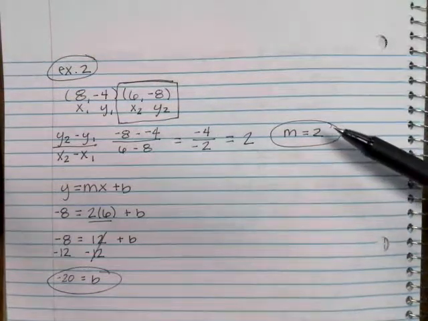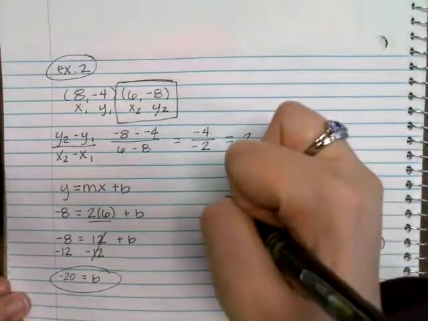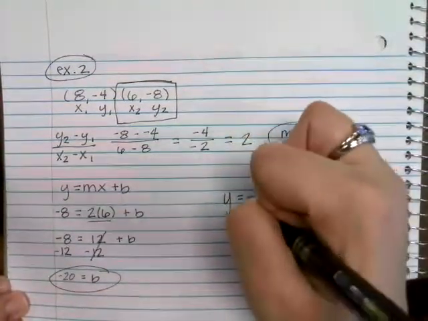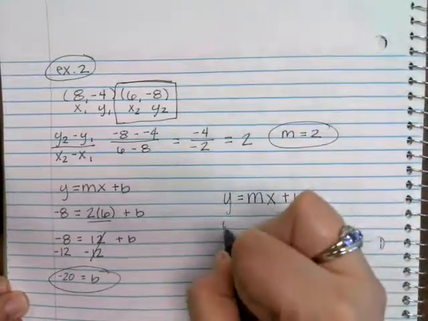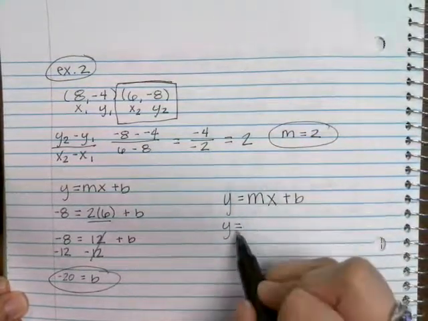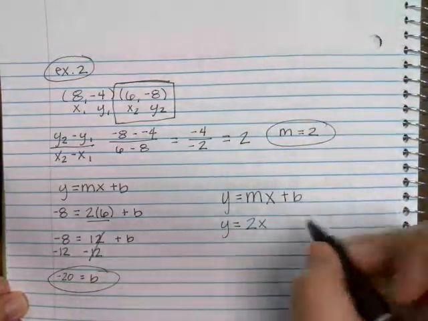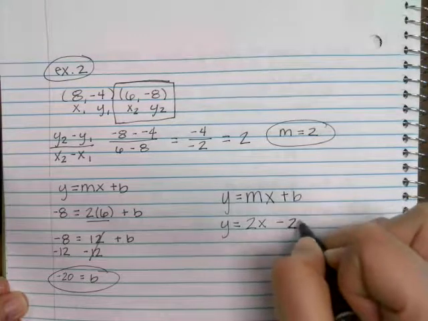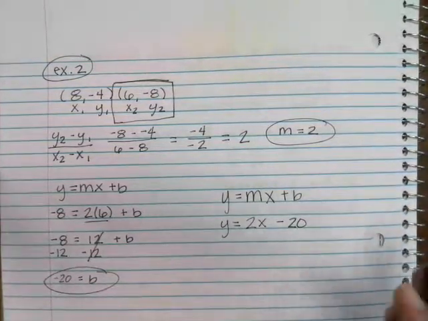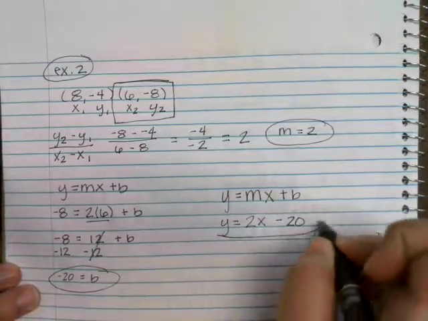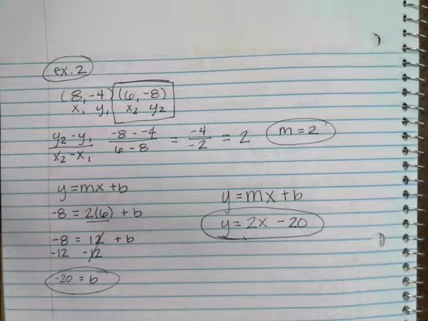I found my slope. I found my y-intercept. Last step, write my equation. Remember, my universal equation is always that y equals mx plus b. Well, m is 2, and b is a -20. So instead of doing plus a -20, it's the same thing as writing -20. And that is how I write equations.